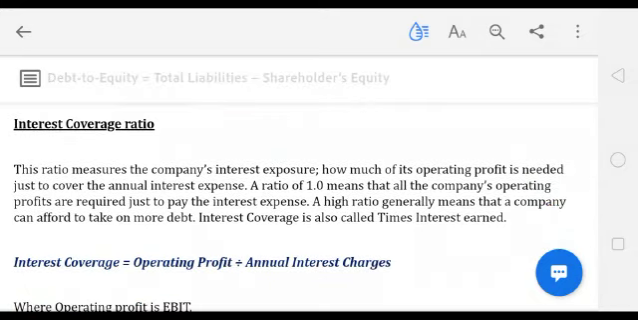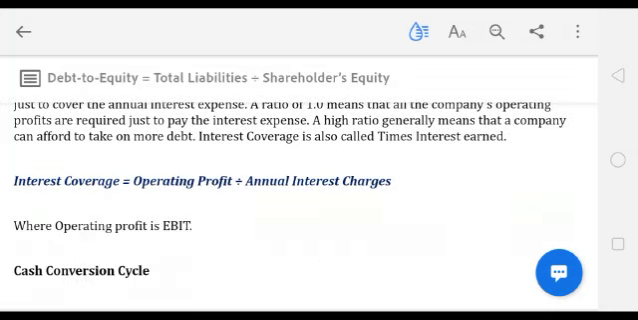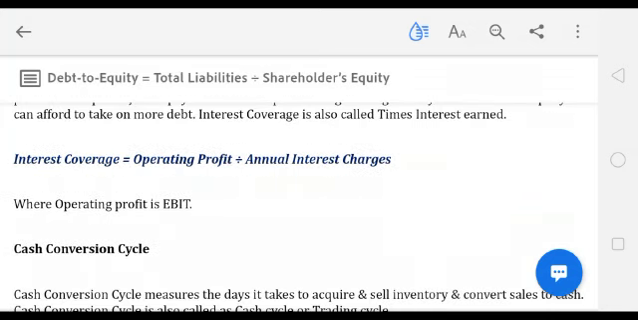Now the next one is interest coverage ratio. This ratio measures the company's interest exposure, how much of its operating profit is needed just to cover the annual interest expense. If you get a ratio of 1, it means that all the company's profits are required just to pay the interest expense. A high ratio generally means that a company can afford to take on more debt. Interest coverage is also called times interest earned. The formula for calculating interest coverage ratio is dividing operating profit by annual interest charges, where the operating profit is EBIT, which means earnings before interest and tax.